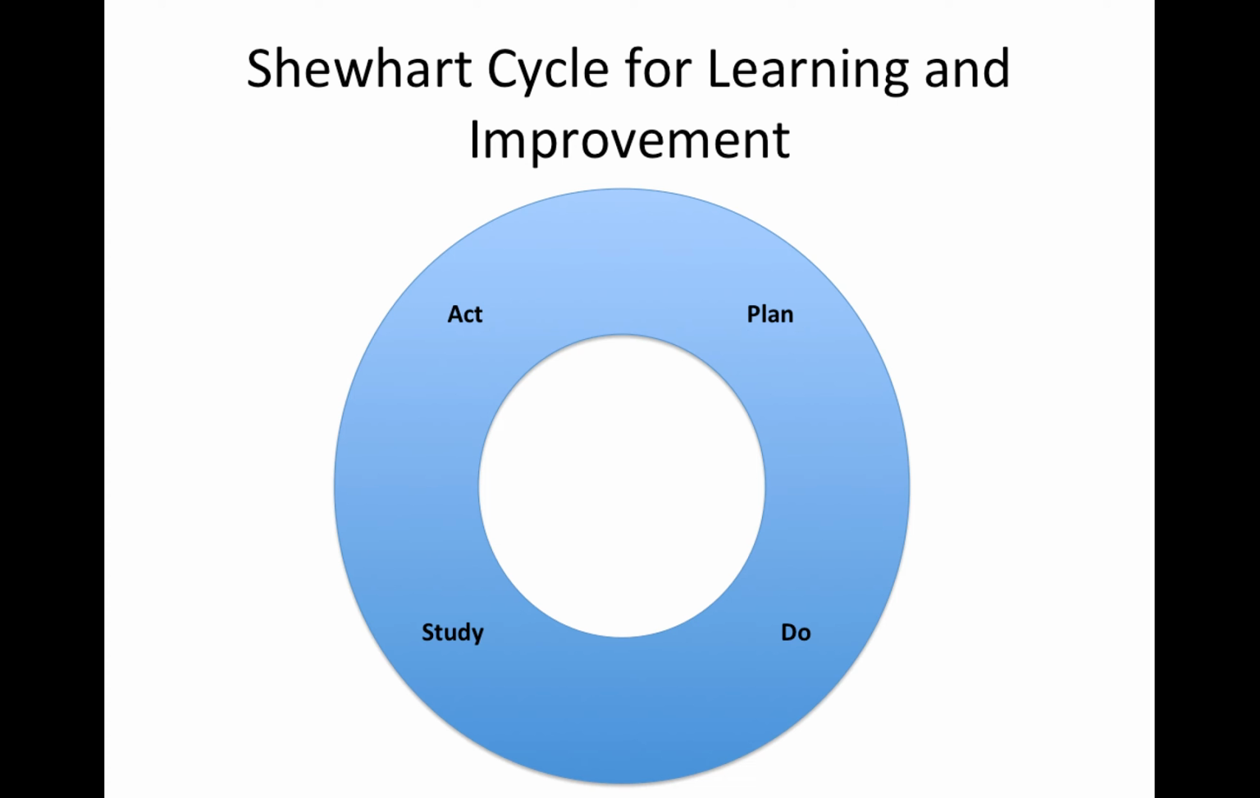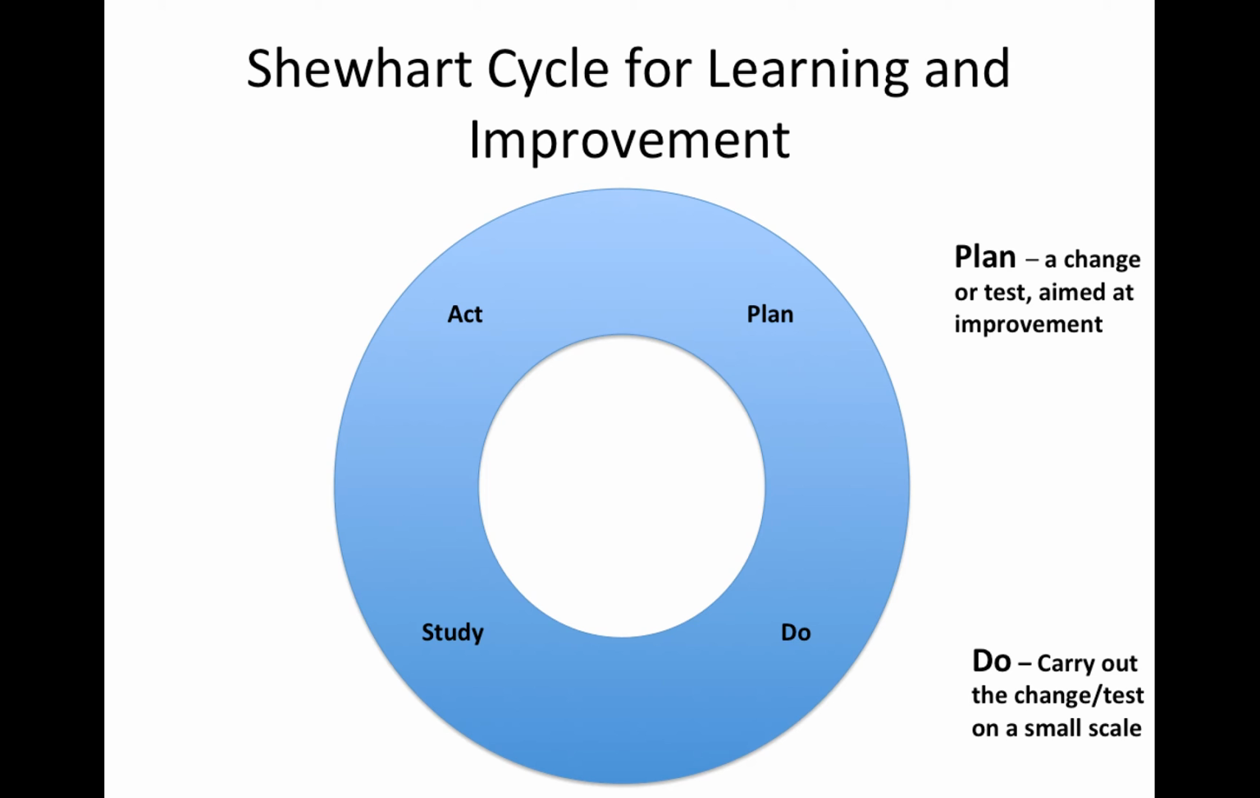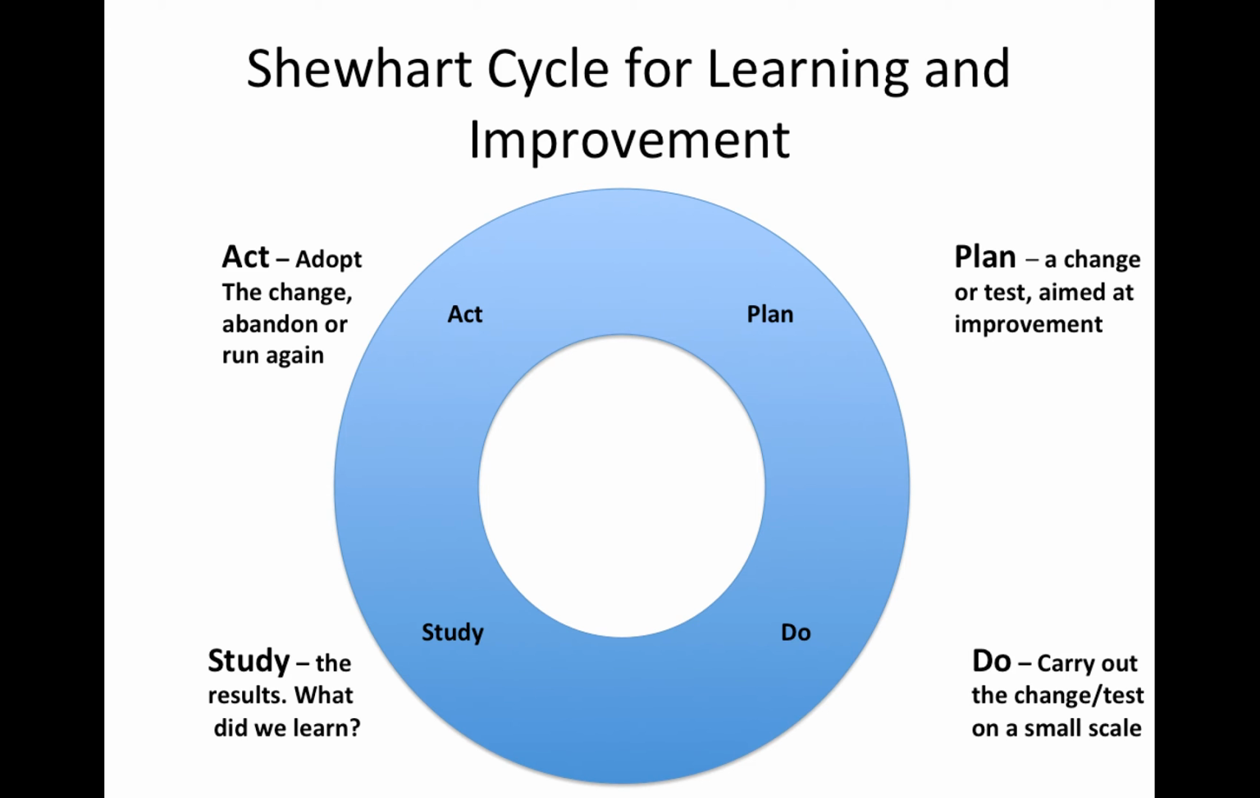Plan, do, study, act is an adaptation of the scientific method and is called the Shewhart cycle for learning and improvement. Plan, a change or test aimed at improvement. Do, carry out the change, test on a small scale. Study, the results, what did we learn? And act, adopt the change, abandon, or run again.